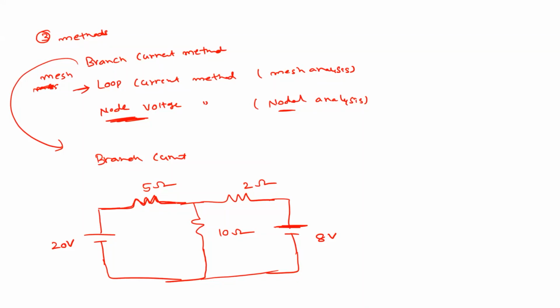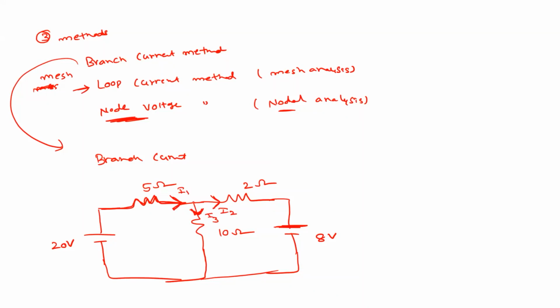So this is one branch. This is the current for this branch, this is the current in the other branch, and this is the current in this branch. Assume this is I1, this is I2, and this is I3. So this first part is over. Assign a current label for each branch at each node.